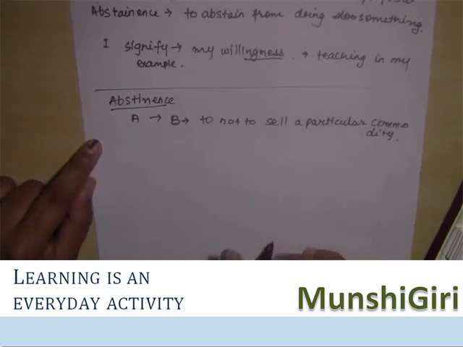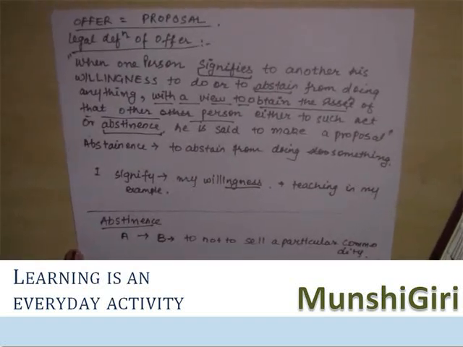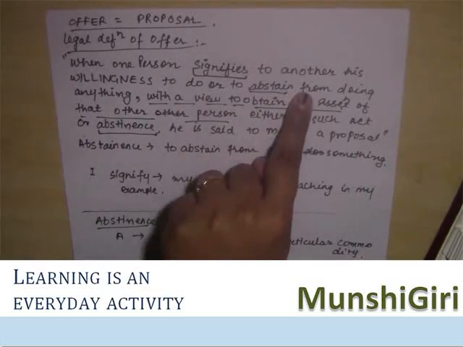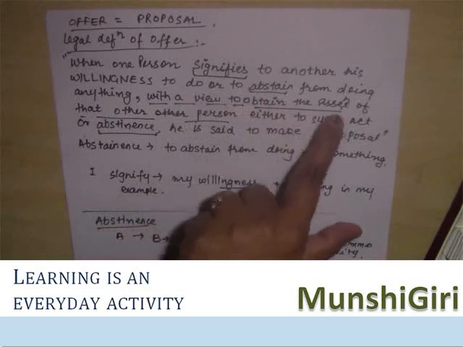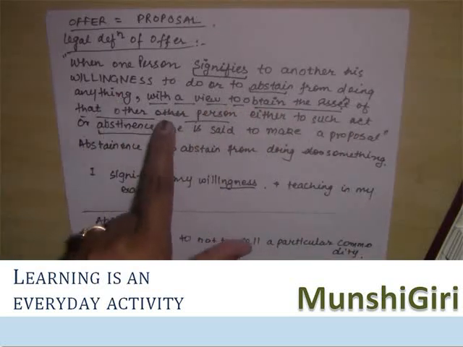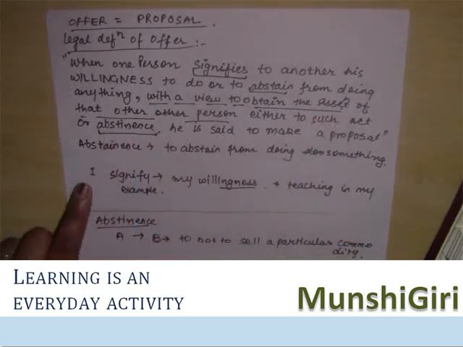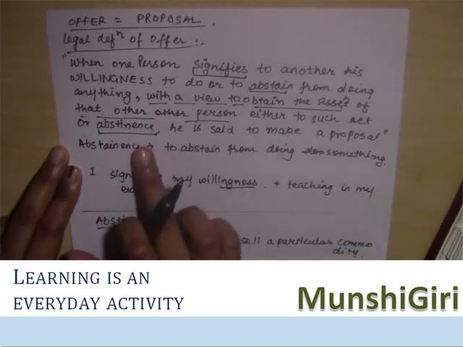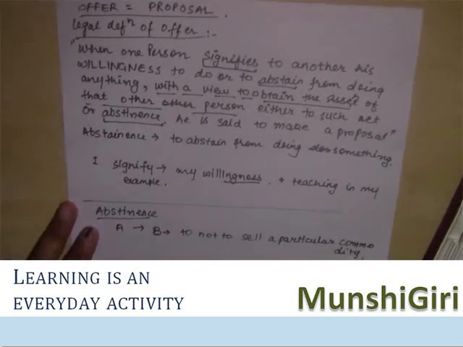Now let's read this definition once again. When one person signifies to another his willingness, we have covered that, to do or to abstain from doing anything with a view to obtain the assent of that other person, either to such act or abstinence, he is said to make a proposal. I hope this definition is clear to you now.